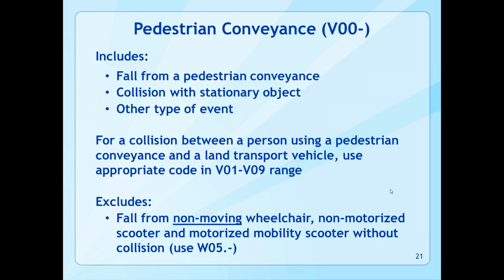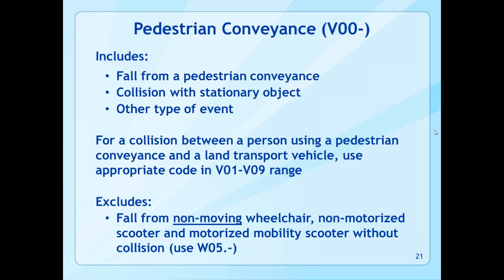So, what about those events where the person on the pedestrian conveyance collides with a vehicle? Well, in those events, if the person on the pedestrian conveyance collides with a vehicle of some type, then you should select the appropriate code in the V01 to V09 range, depending on the type of vehicle the pedestrian collided with. So, for example, for a person on roller skates who collides with a bicyclist in a traffic event, the appropriate code to use is V01.11.